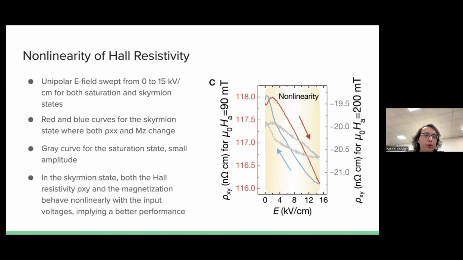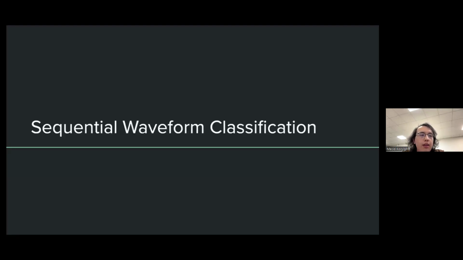Yeah, I just told about it. This implies, of course, a better performance as a reservoir because nonlinearity and short time memory is very important for reservoirs. And now we are done with the classification. We are done with the introduction and nonlinearity phases. Now we will focus on waveform classification. This is the first task of our reservoir.